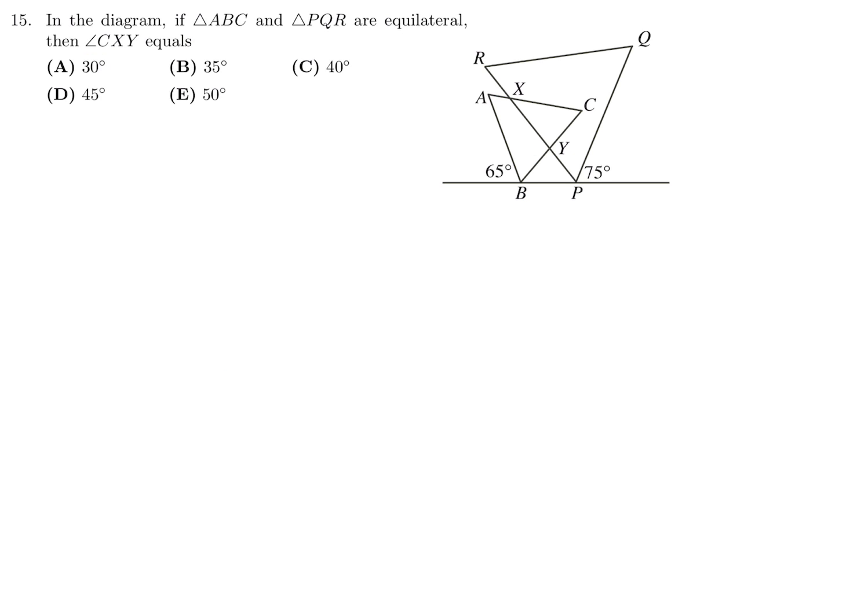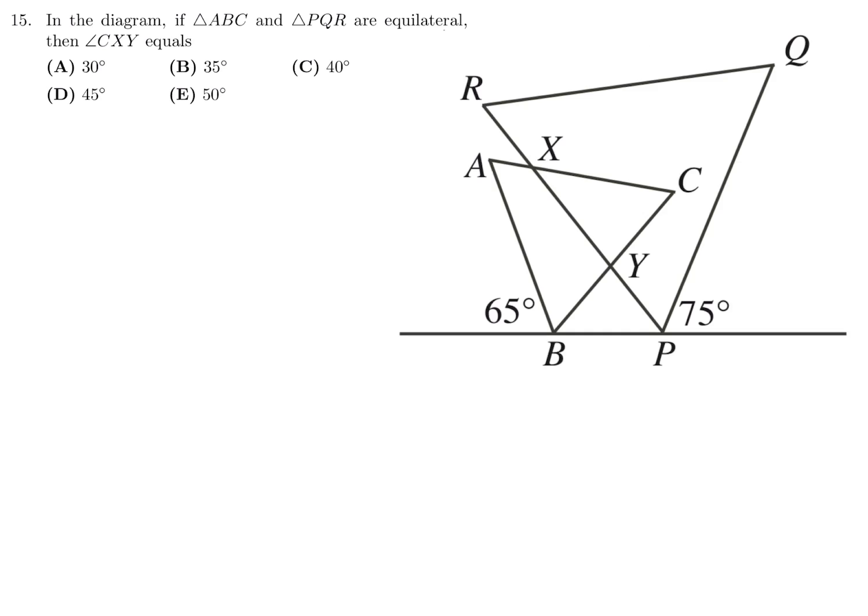In the diagram, if triangle ABC and triangle PQR are equilateral, then angle CXY equals. So here is this diagram blown up a bit, and I'll talk you through this. These are equilateral triangles, so that means they're all 60 degrees in terms of their angles. That's 60, that's 60, that's 60. This is 60, this is 60, and that's 60.